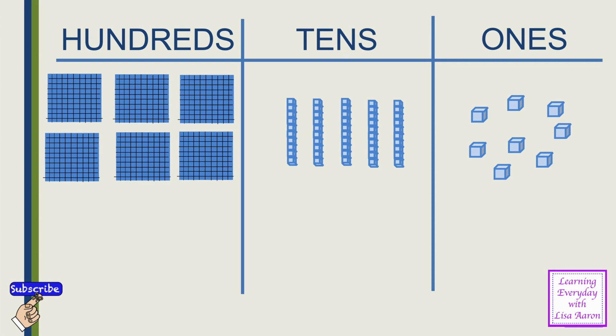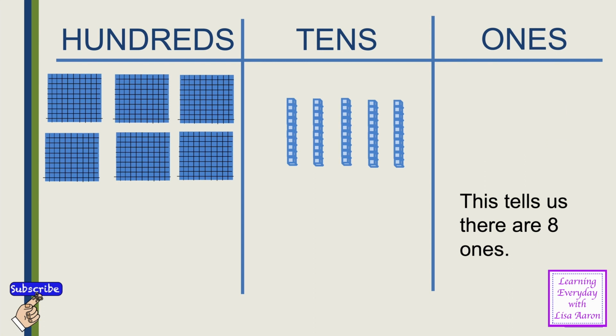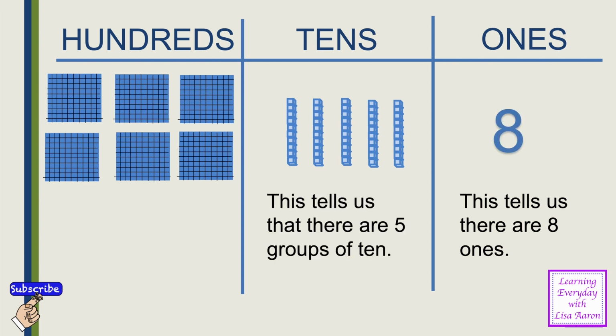How many ones do you see? 1, 2, 3, 4, 5, 6, 7, 8. This tells us there are 8 ones. How many groups of 10 do you see? This tells us there are 5 groups of 10.